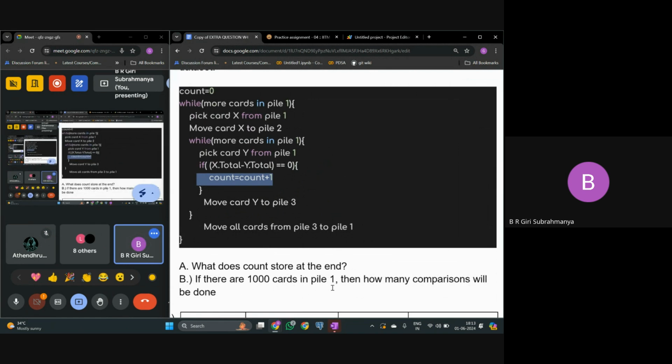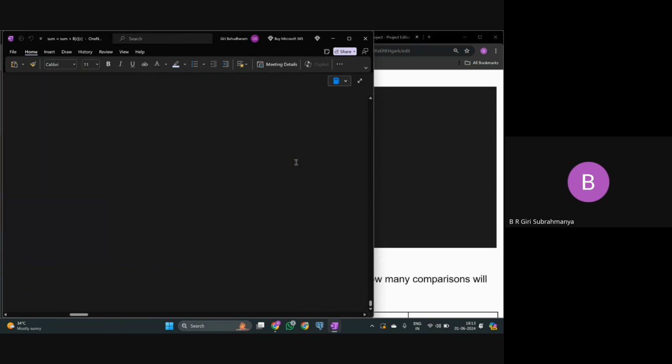Now second question. If there are 1000 cards in pile 1, then how many comparisons will be done? Sir, here is pile 1 and these are the comparisons. Now how many comparisons will be done? 999 into 1000 by 2. 1,99,800. Sorry, 1 second. Sir, 4,99,500. 4 lakh 99,500. Yeah, 4,99,500. Anything else? Somebody told 1,98,200. Somebody told, is it? Anything else other than this?